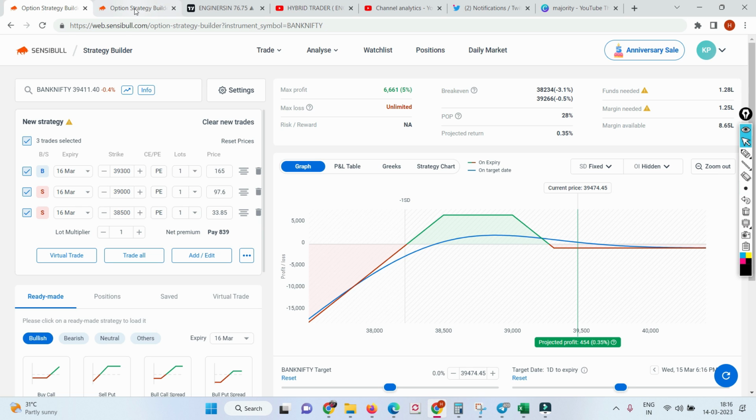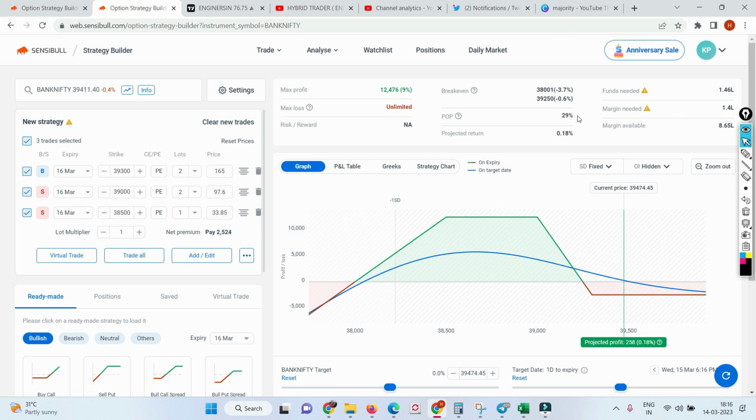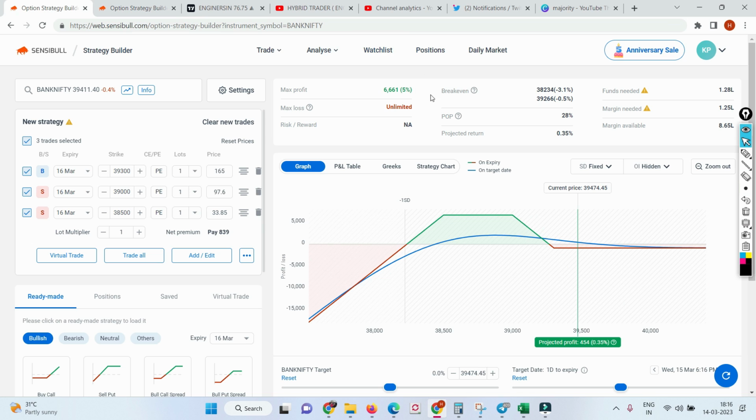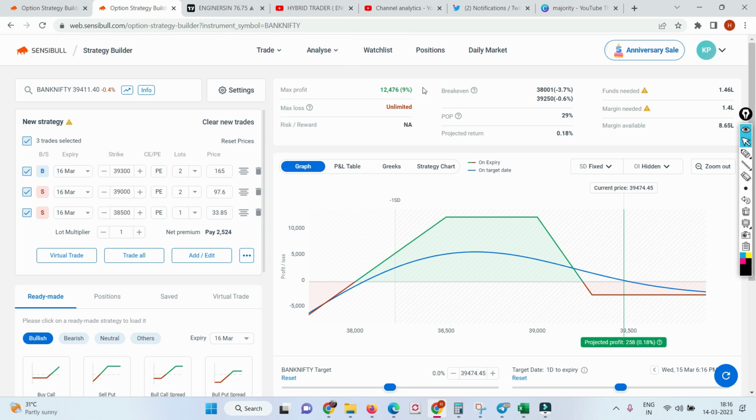Now what are the other things? Probability, not a big deal. You guys have to think about what the other probabilities are. By just taking an additional 1,800 loss, you have almost doubled the profit. This is 6,000, this is almost 12,000. So if your view is sideways to mildly bullish, go for this trade.